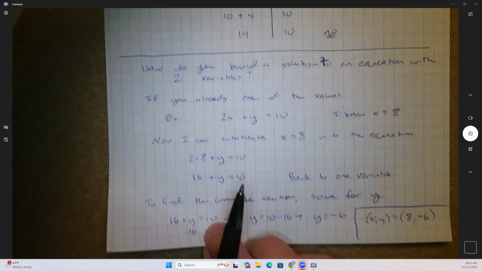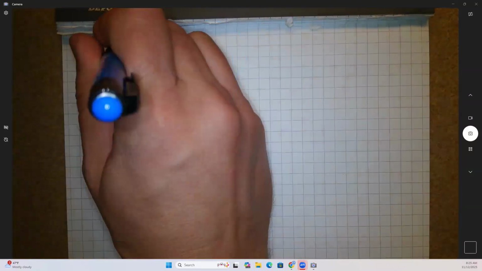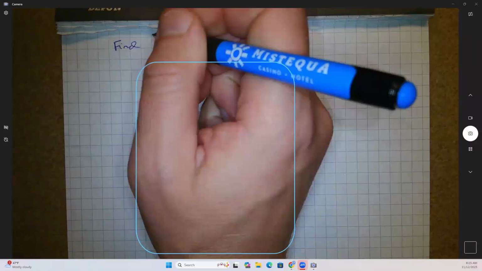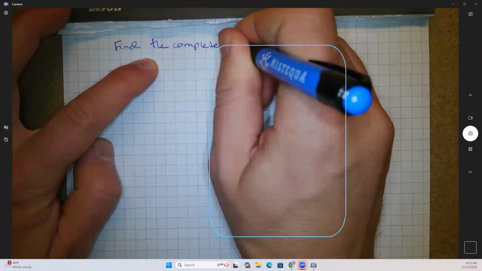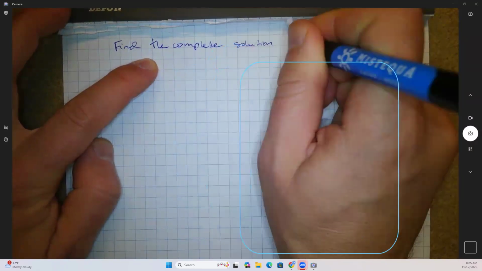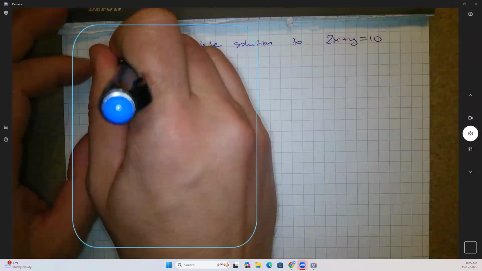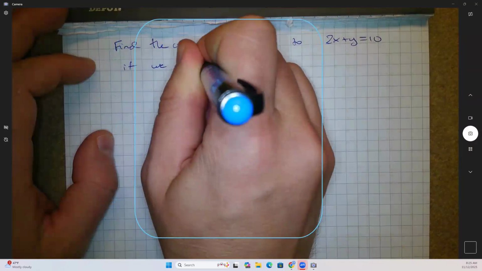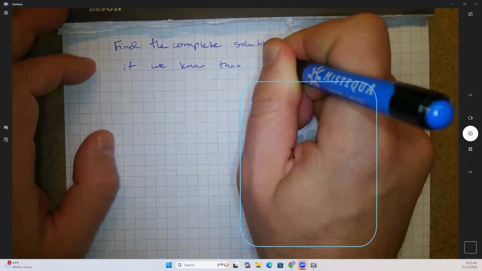Let's practice that again. Suppose we know that... let's find the complete solution to 2x plus y equals 10 if we know that y equals 5.